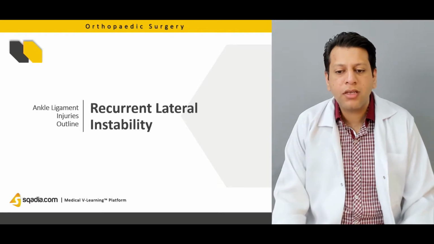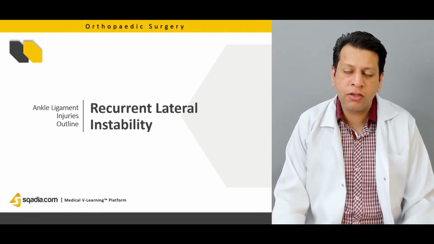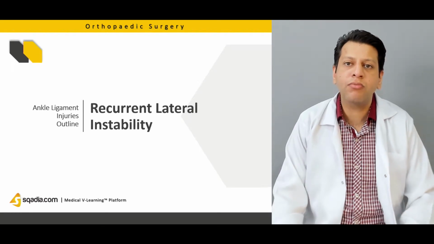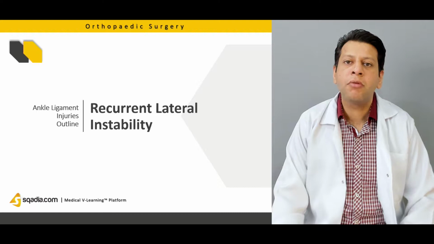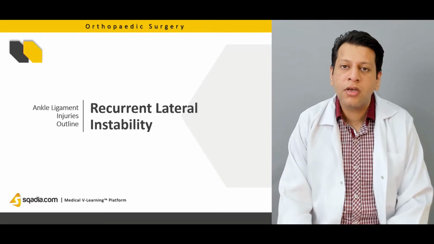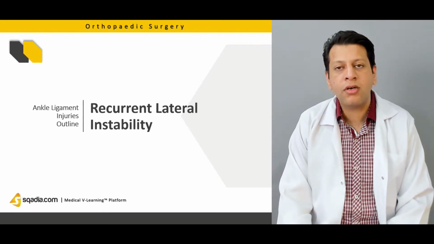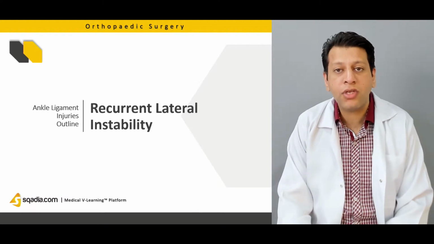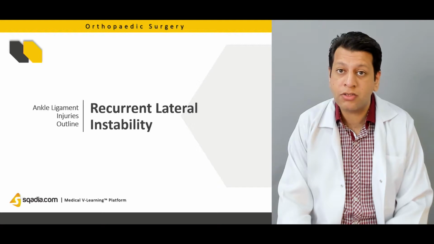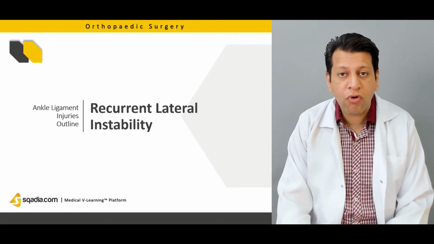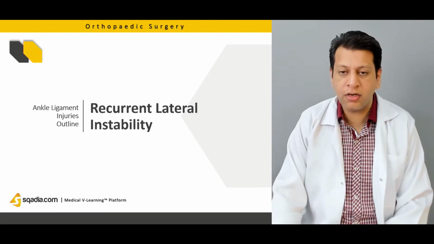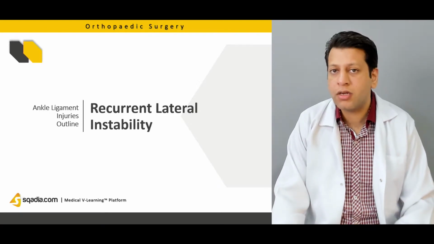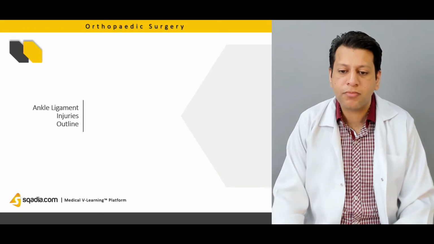Then we will be discussing the recurrent lateral instability. Although acute injury is usually self-limiting and it settles down with some partial treatment, usually what happens is that due to continuous trauma or due to complete tear, eventually the patient may develop recurrent lateral instability, which may need some form of operative repair or reconstruction to relieve the patient of recurrent lateral instability.